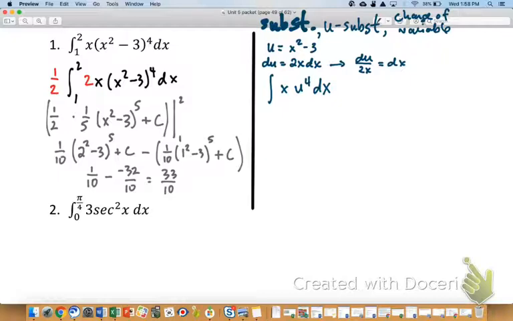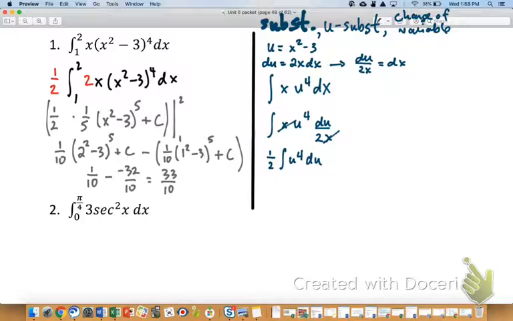Doesn't it make it harder? Well, let's run through it real quick. Here's what it would look like. Couldn't I replace the dx with du over 2x? If I did that, what would happen with the x's? The x would cancel with the x, giving me 1/2 integral of u to the fourth du.